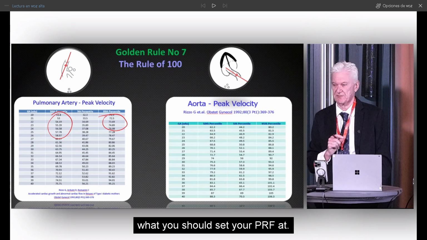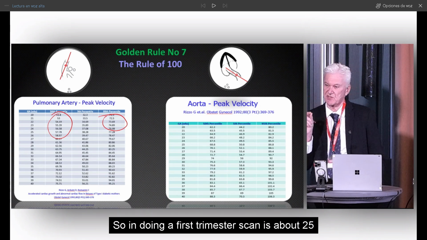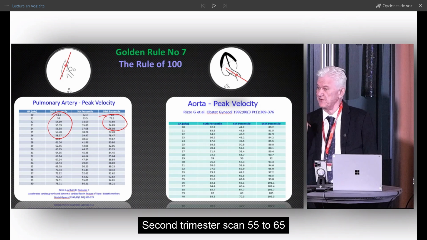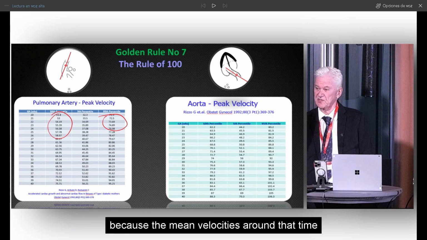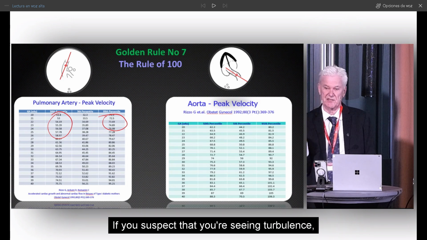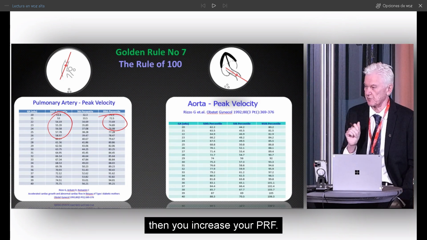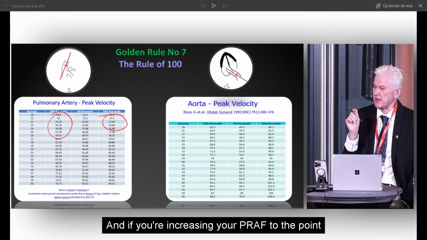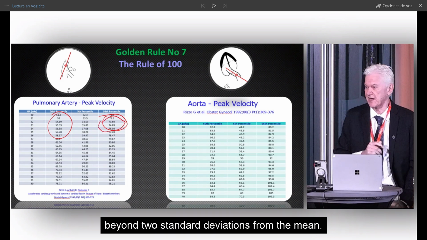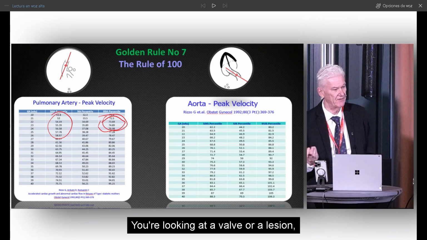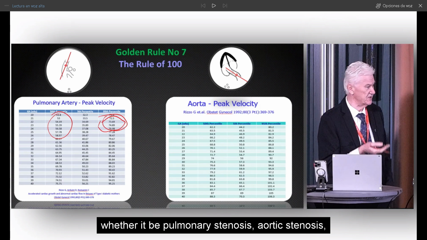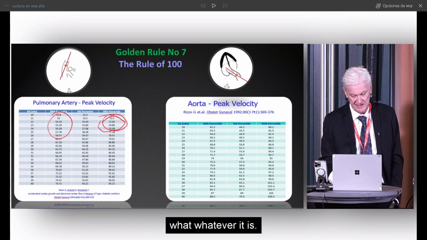That's what you should set your PRF at. So in doing a 1st trimester scan, it's about 25 to 35 centimeters, and for a 2nd trimester scan, 55 to 65, because the mean velocity is around that time, and that's when you want to get the vessels filled. If you suspect that you're seeing turbulence, then you increase your PRF. And if you're increasing your PRF to the point where it's 100, you know that 100 is way beyond 2 standard deviations from the mean. You're looking at a valvular lesion, whether it be tricuspid valve regurgitation, pulmonary stenosis, aortic stenosis, whatever it is.